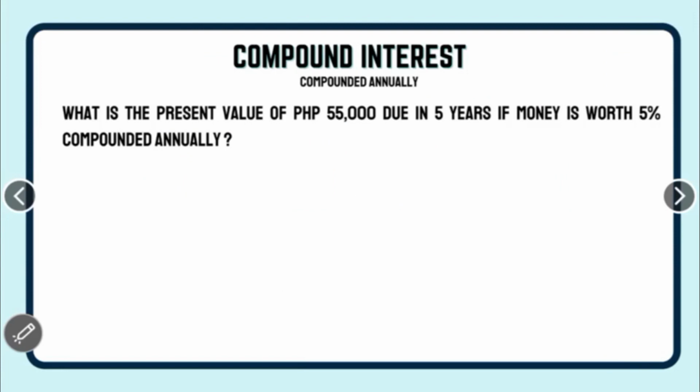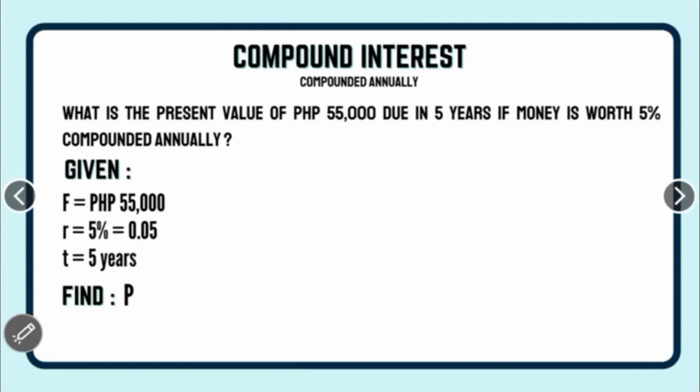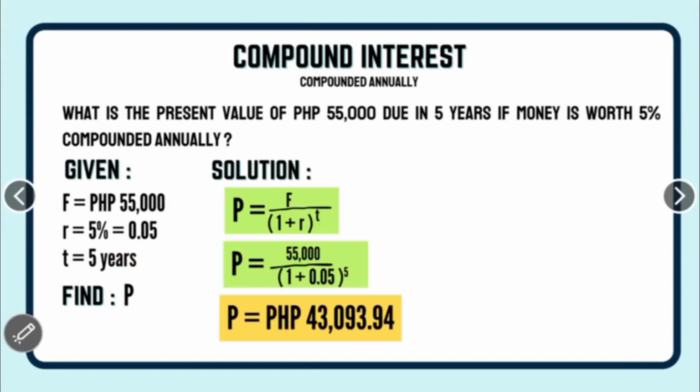So what is the present value of 55,000 pesos that is due in 5 years if money is worth 5% compounded annually? So as usual, first we're going to identify the given. So future value is equal to 55,000, the rate is 5%, and in decimal, that is 0.05. And the time is 5 years. So we're going to identify the present value. So here is our solution.